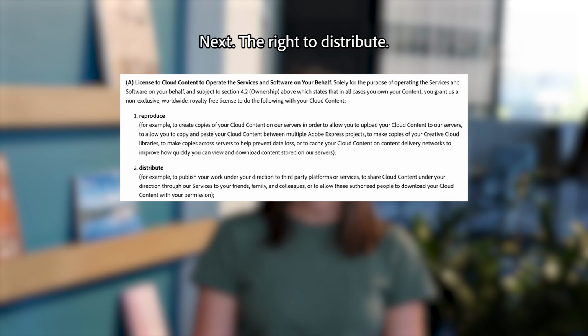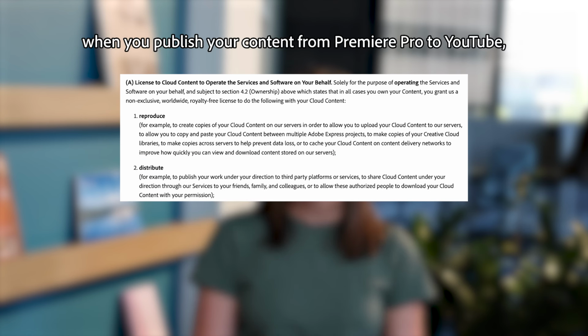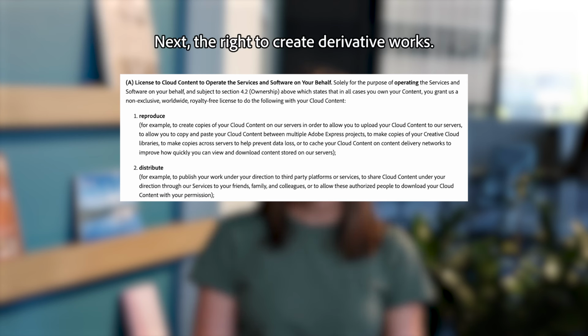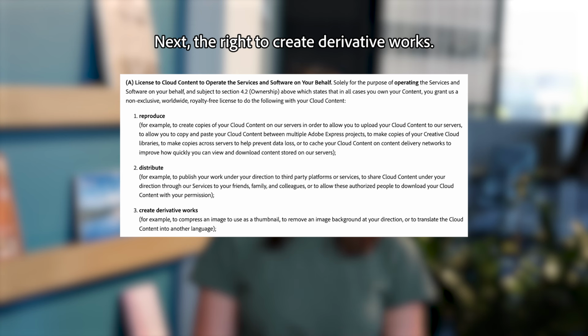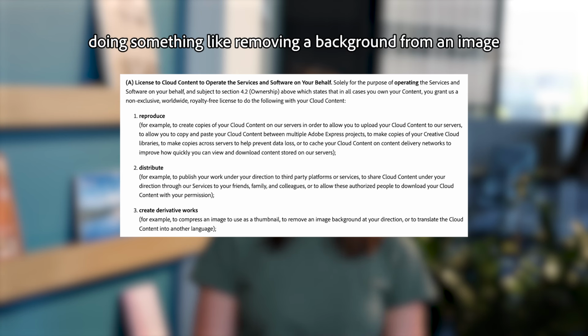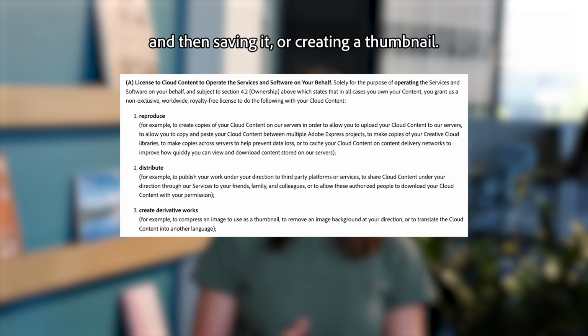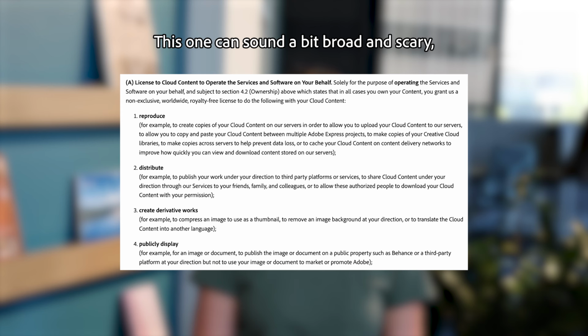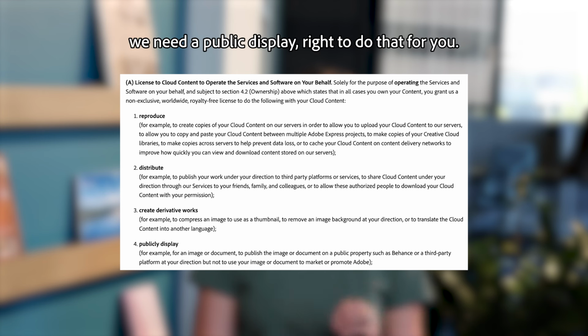Next, the right to distribute. For example, when you publish your content from Premiere Pro to YouTube, we need your permission to distribute to YouTube for you. Next, the right to create derivative works. For example, doing something like removing a background from an image and then saving it, or creating a thumbnail. Next, the right to publicly display. This one can sound a bit broad and scary, but where we need to display your content, such as when you share it on Behance, we need a public display right to do that for you.